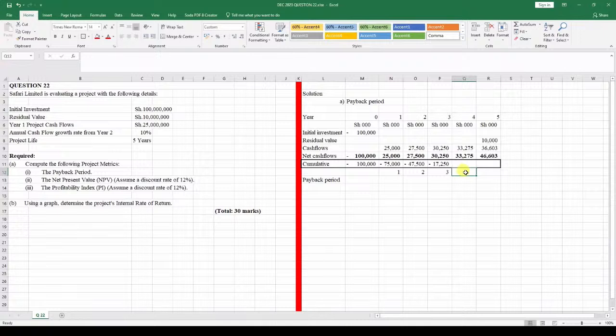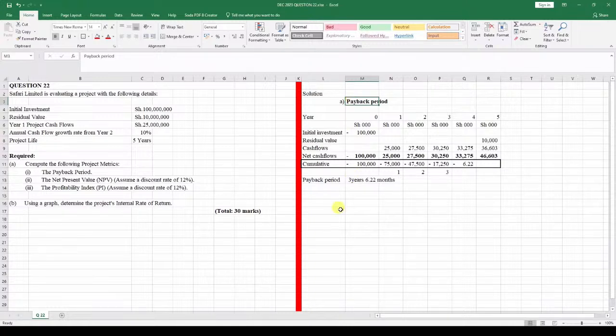We can put the number of months right over here, or we can compute it right here. So it's going to be that value over this value, and then we multiply by 12 because we want it in terms of months. Like that. So 6.22 months. So the payback period is 3 years, 6.22 months. That is what answers our first part right here, the payback period.